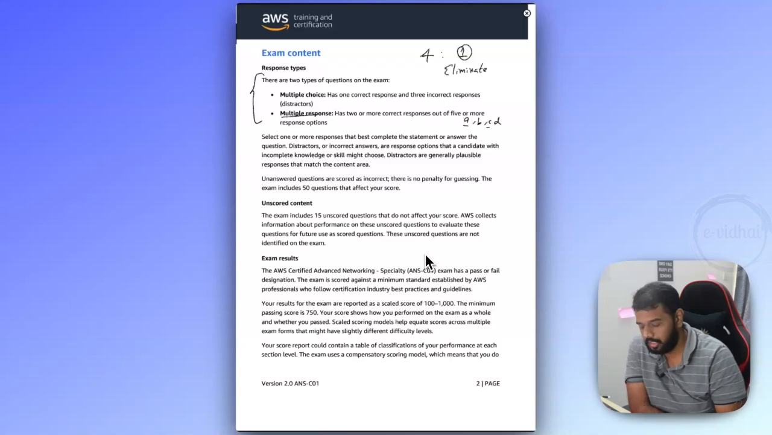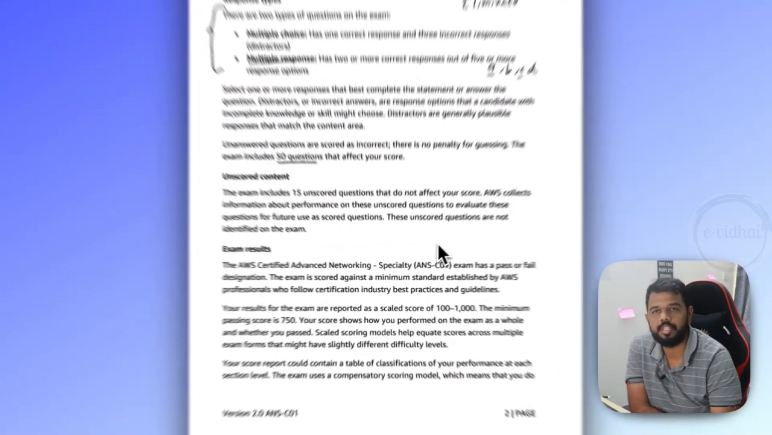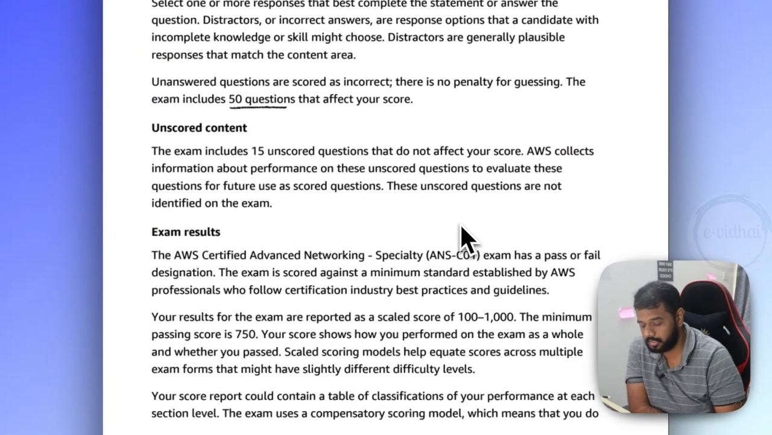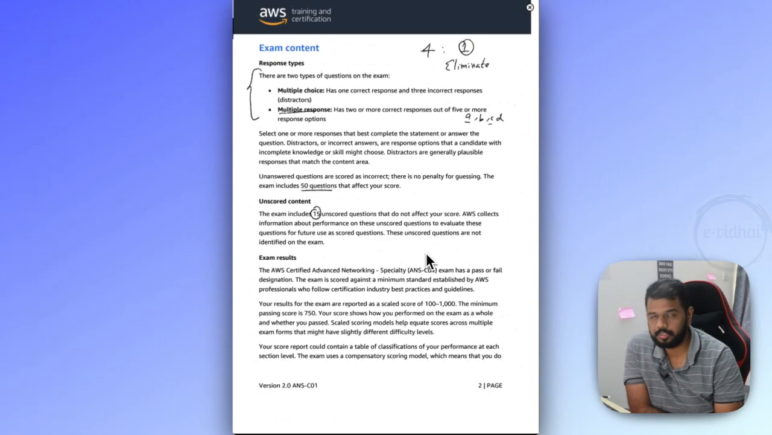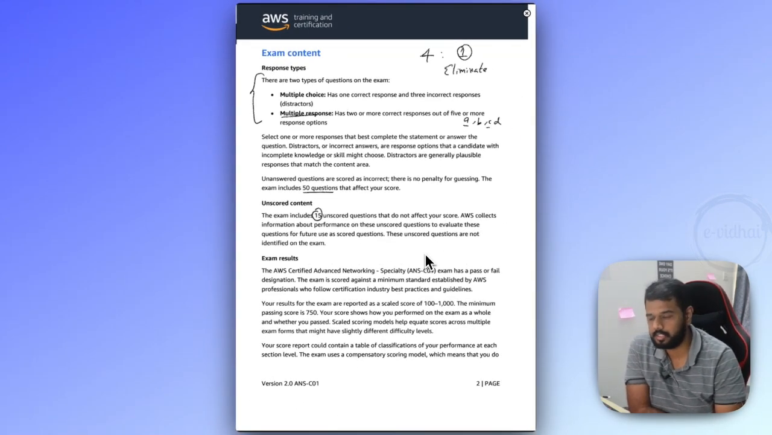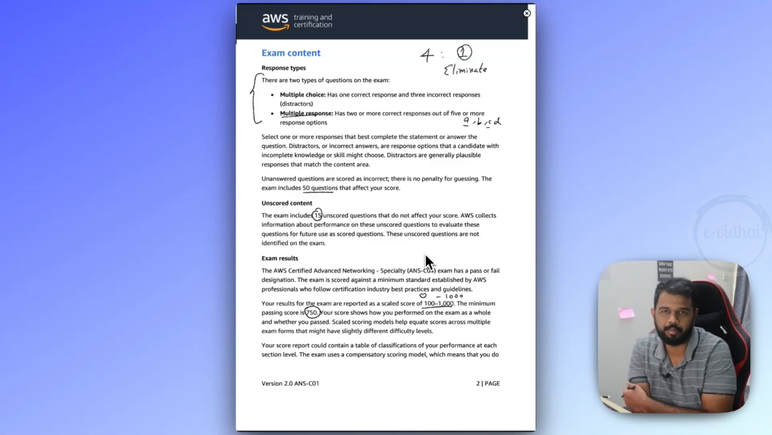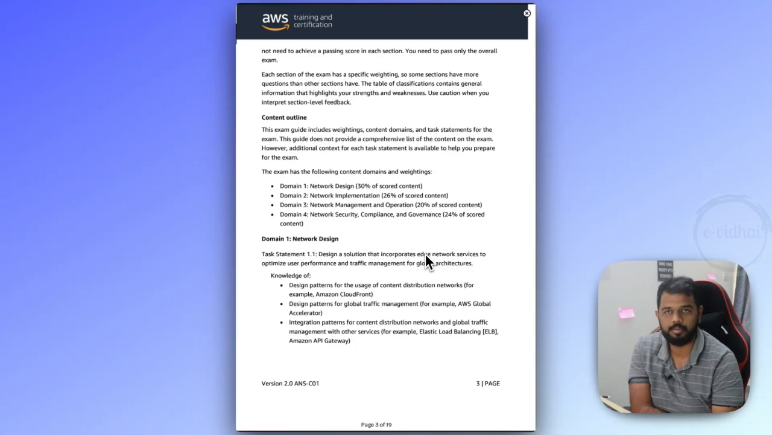It's going to consist of 50 questions, and among those 50 questions, 15 are going to be unscored. So even though you're attempting 50 questions, AWS is going to evaluate you on only 35. Those 15 are unmarked questions, which means whether you answer them right or wrong, they're not considered for the score. The pass mark is 750, and they score you from 100 to 1000. It's strange that they don't say 0 to 1000. I'm not sure if they give you 100 as a default credit just for appearing in the exam. So that's about the pattern of the exam and how they evaluate.